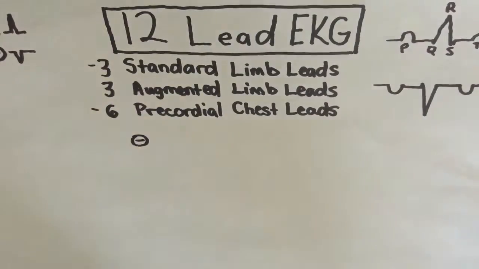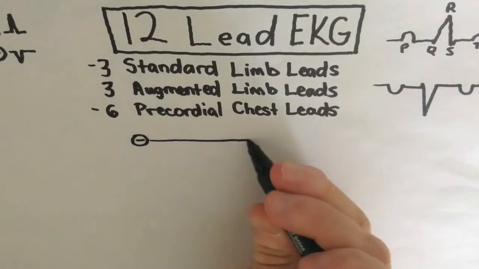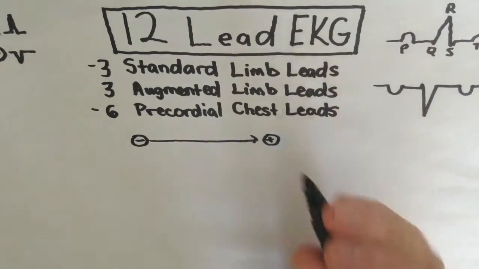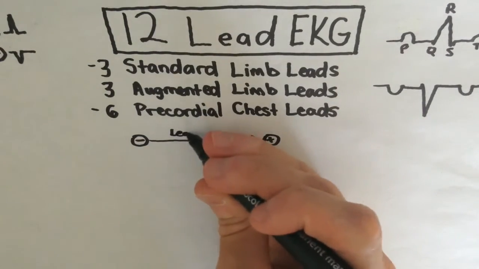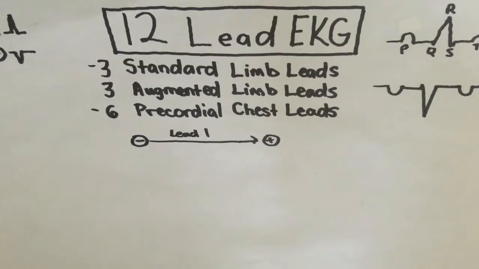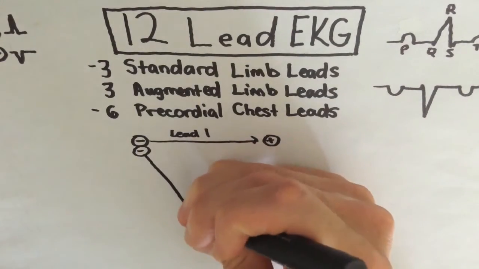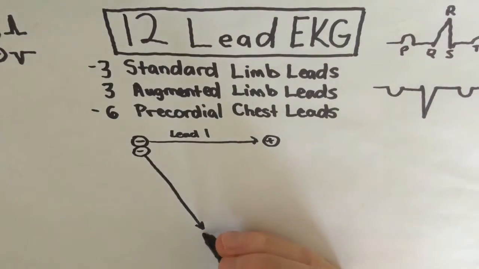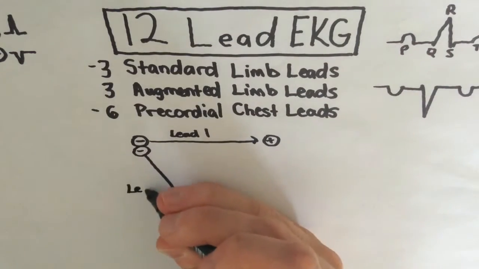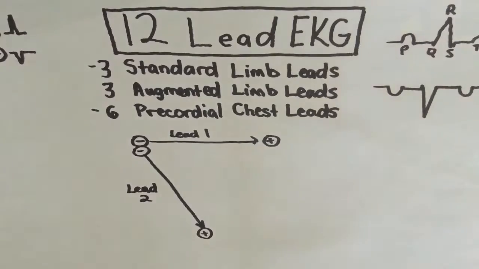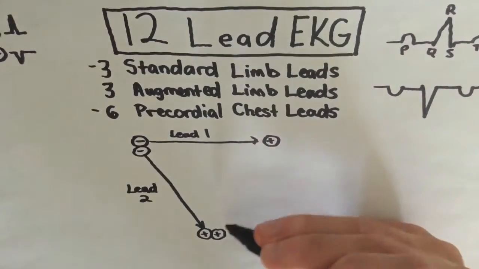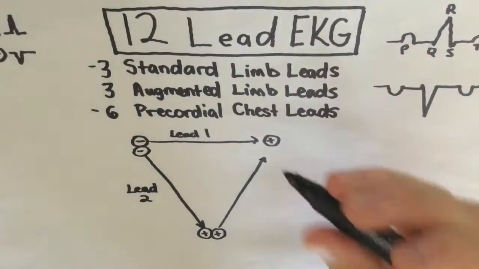So let's start out learning an important little diagram that I encourage all viewers to learn how to draw. So let's say you have a negative electrode here connected with a positive electrode on this side. This is indicative of lead 1. Now let's say you have a negative electrode extending from the same starting point but meeting a positive electrode down here. That is a standard lead 2.